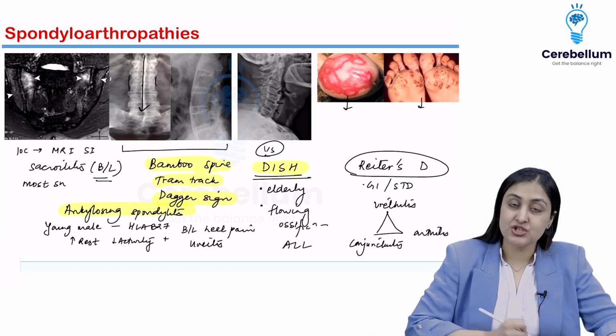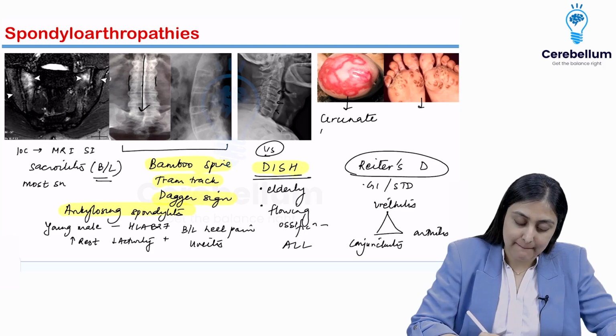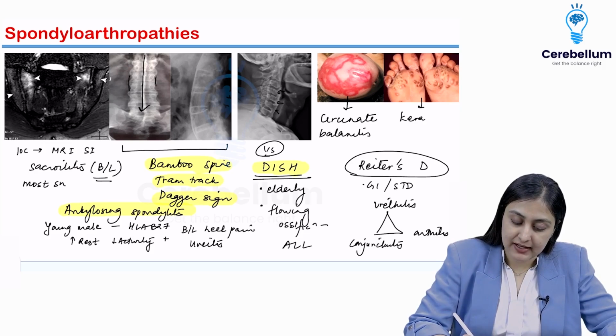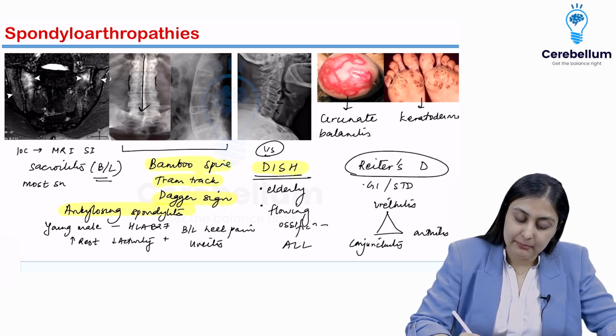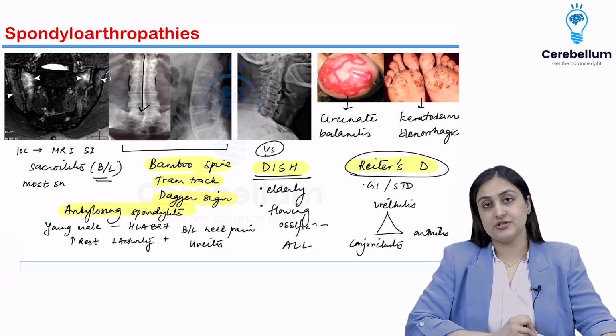2 dermatological images can be given. So what you are seeing here is circinate balanitis, and what you are seeing on the skin is keratoderma blennorrhagicum. So 2 very big names, but just hear them once. If they come in options, you'll be able to diagnose. So this is Reiter's disease.